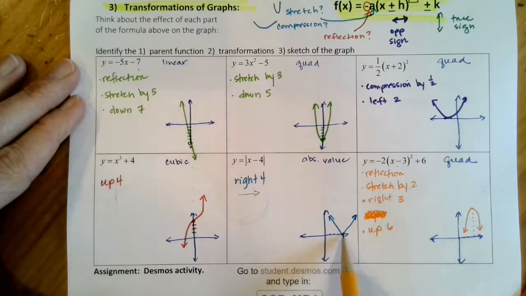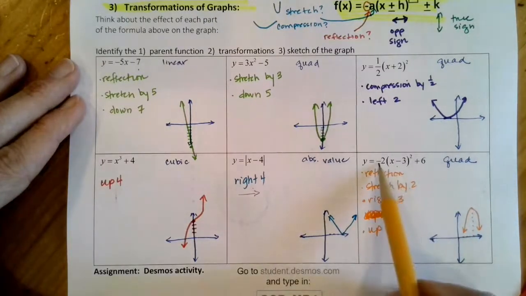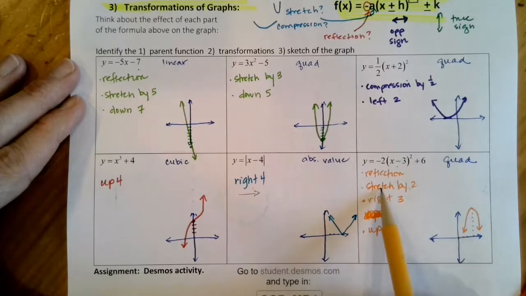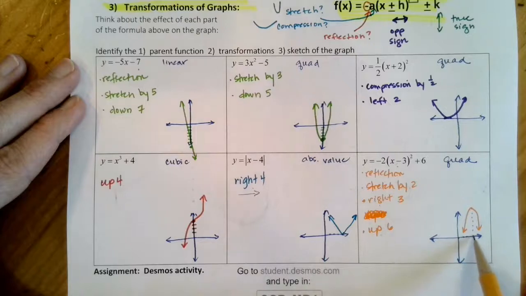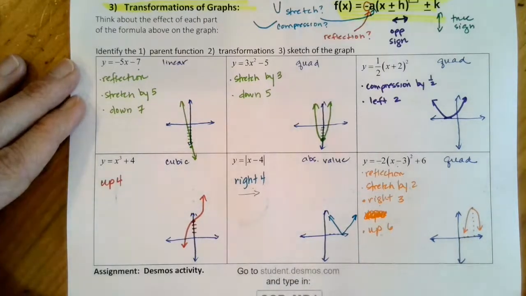Here's my absolute value. So this one was a biggie. It had everything involved. This one had a reflection because it was negative, a stretch by 2, which means it was going to be skinnier. It moved to the right 3 because that was positive. And we had a little mess up here. I went up 6. So if I look here, I went over to the right 3 and up 6. This is going to be where my vertex is. And I was going to reflect and stretch. So it's a skinnier upside down graph.